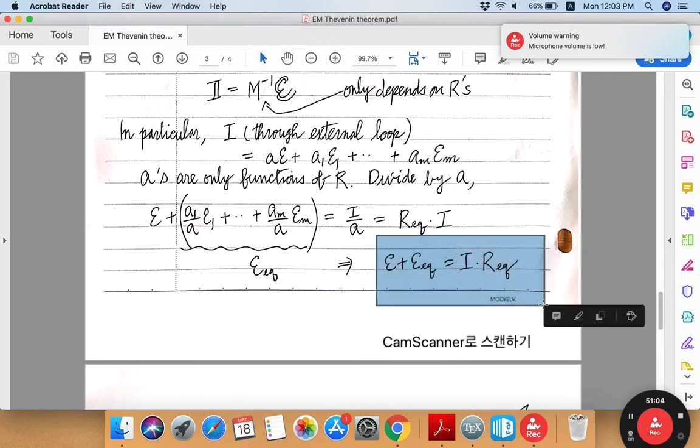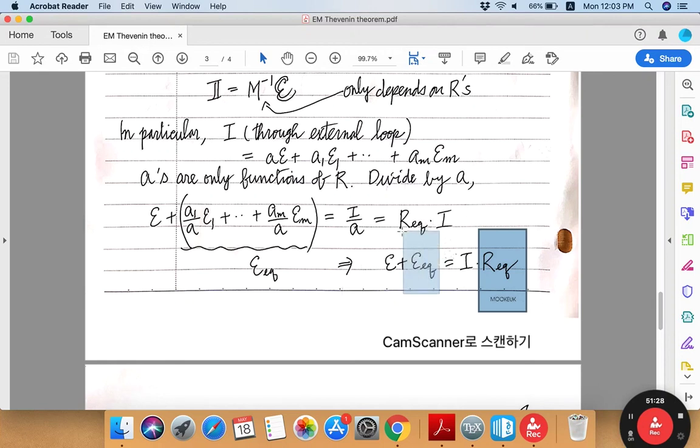Okay, so this is the essence of the Thevenin theorem. What it says is that no matter what the black box consists of, you can always write down the situation in terms of this single equation. And all the details about the black box are captured by these two constants, R equivalent and epsilon equivalent. Okay, so that's the essence of the theorem. Now, how do we actually determine what these epsilon equivalent and R equivalent values are?